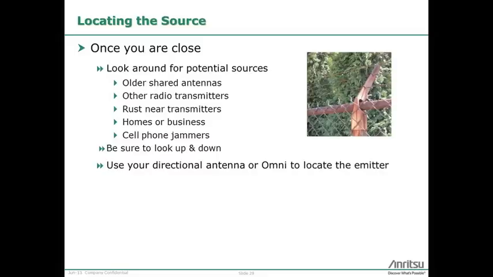Once you are close, maybe you're out of your vehicle, and you know it's very close to where you are, start looking around for potential sources. Things you know can cause interference. Look for antennas, especially older ones. Look for radios. Look for rust that might be causing intermodulation. So, for example, a rusty fence. Look for buildings, homes or businesses. Look for cell phone jammers. If you've got one of those sitting somewhere, that's a really good sign.